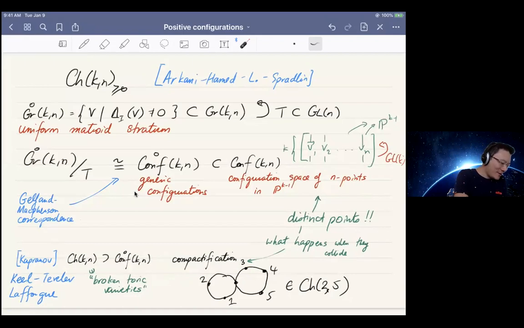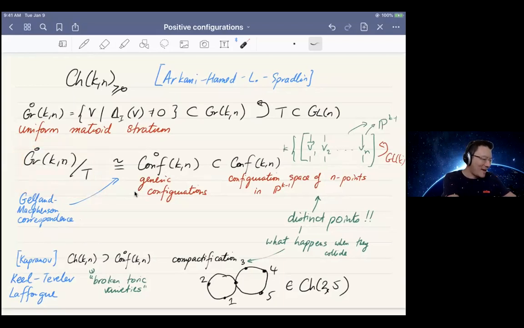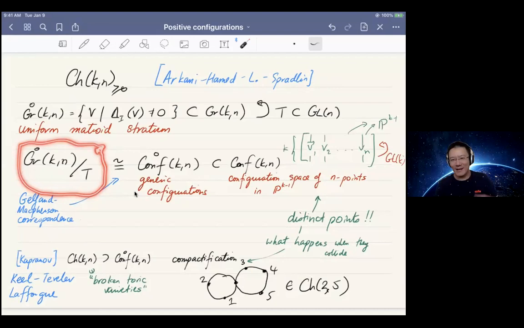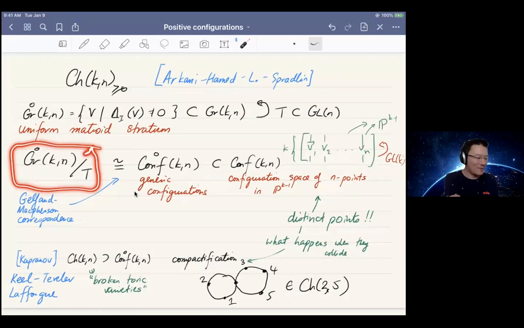If you give me a point inside here, I can take a point inside the Grassmannian that represents the point in the quotient, and I look at its torus orbit. As a set, this is just in bijection with torus orbits on this uniform matrix stratum. But instead of the torus orbit, I can take the torus orbit closure, which is a toric variety. So the points inside this space are toric varieties, the torus orbit closures of particular points with uniform matroid.